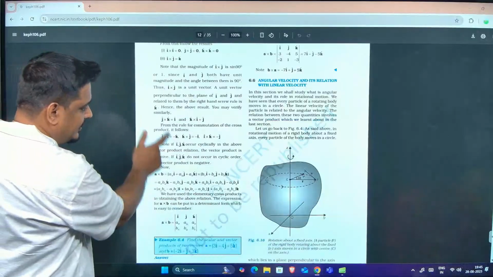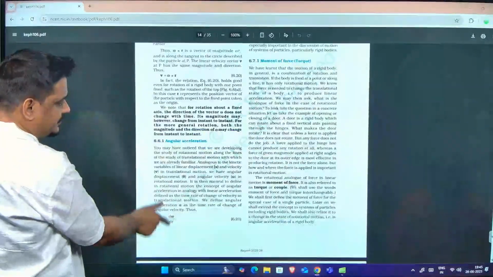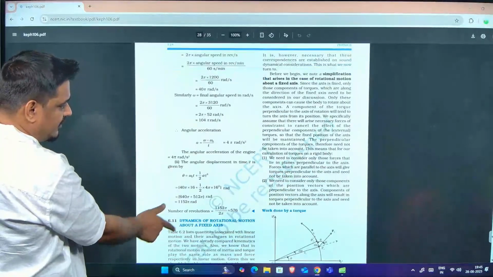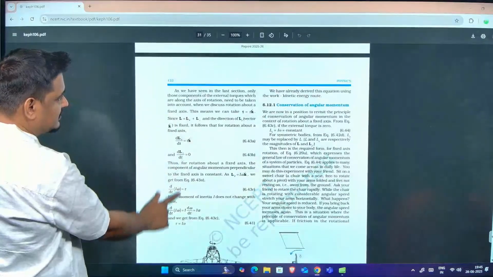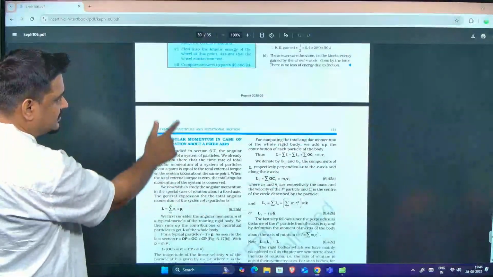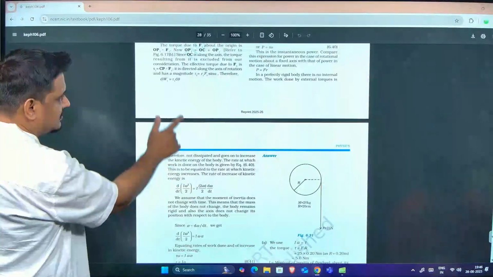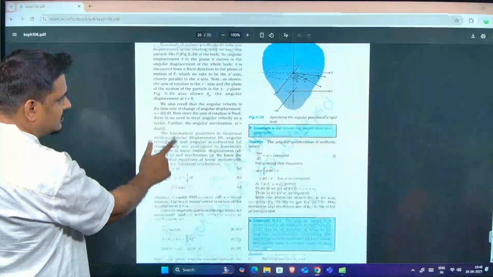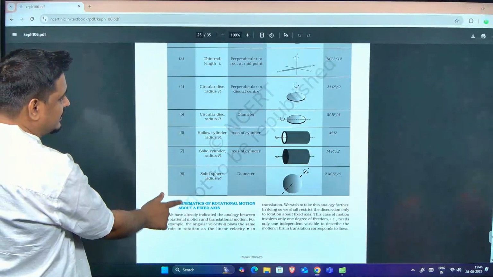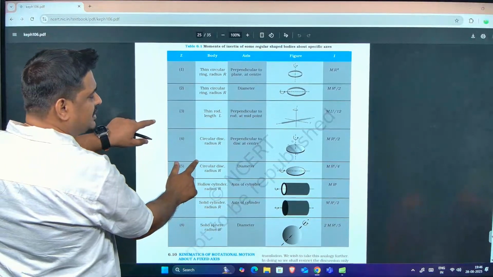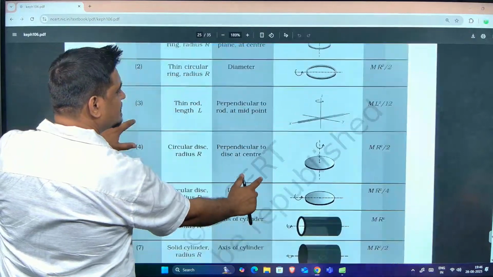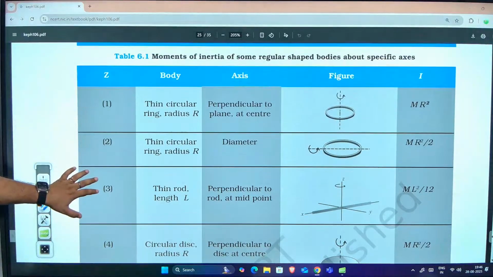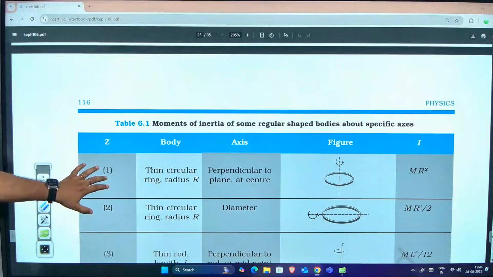In NCERT, if you see a table, whether they are there or they are removed, many things they have removed from there. Is it visible to everybody? Page number you see, no? 116.